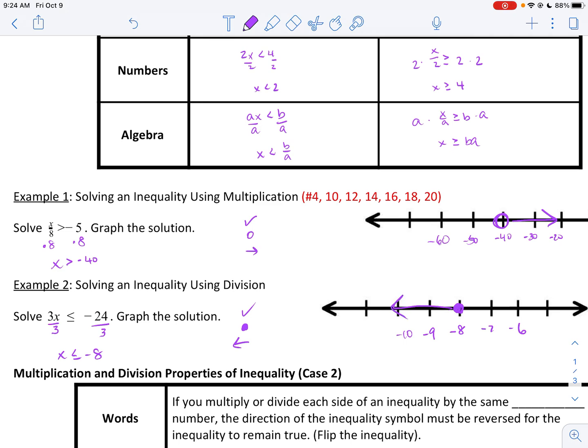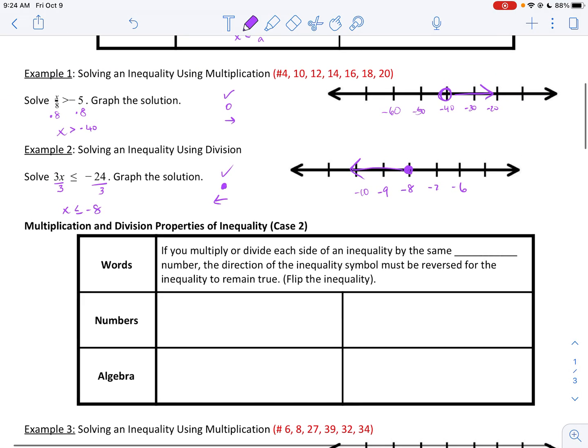Alright, so now we're going to go into case 2. If I multiply or divide each side of an inequality by the same negative number, so far we've multiplied or divided by positive, the direction of an inequality symbol must be reversed for the inequality to remain true. Essentially, you have to flip the inequality.